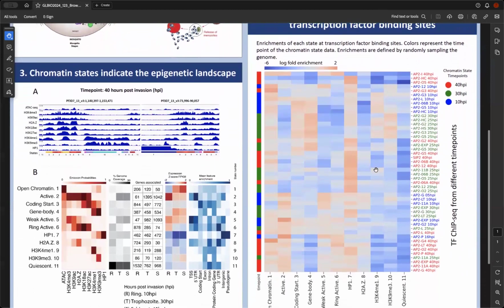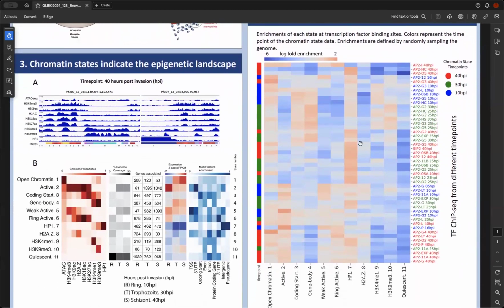Last, I would love to talk about this more in person. This is an enrichment plot showing for each state their enrichment compared to background of a particular transcription factor that was ChIPed at a particular time point. So I have factors ChIPed at many different time points throughout the life cycle.